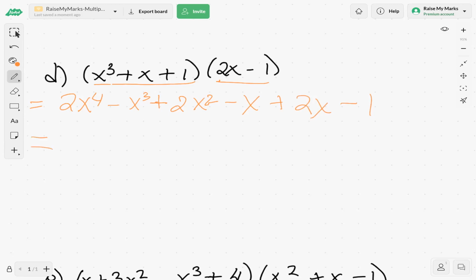Let's group all the like terms. So we have 2x to the power 4, and then we have -x cubed. Any other x cubes? No. -x cubed. Then we have plus 2x squared, only one term with an x squared. Then we have -x plus 2x, so that's a total of 1x, minus 1.